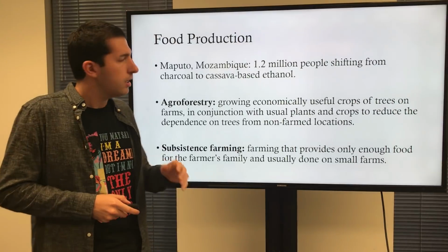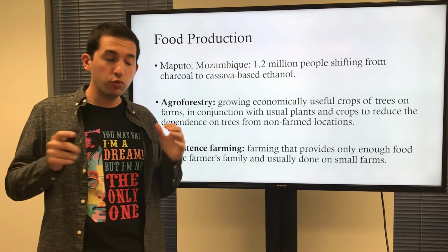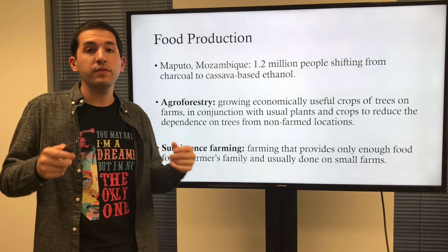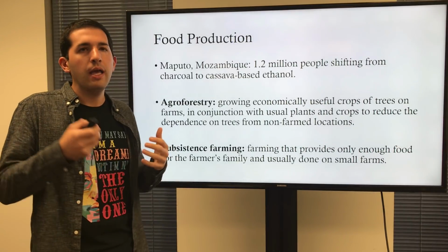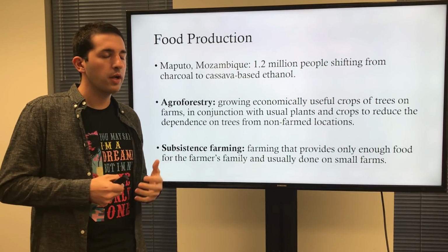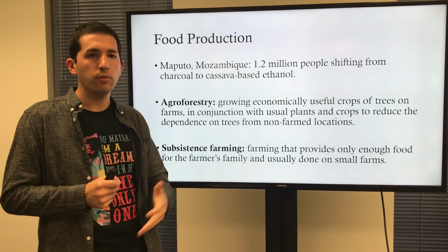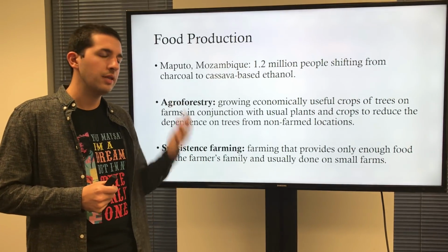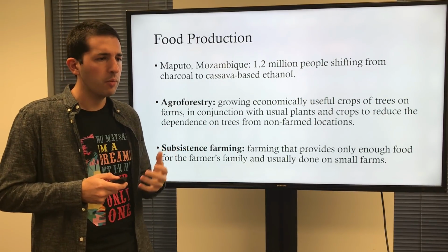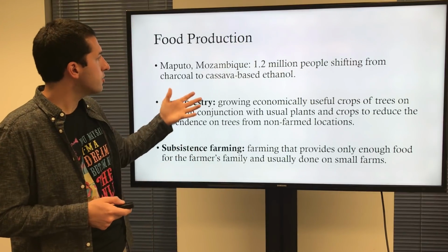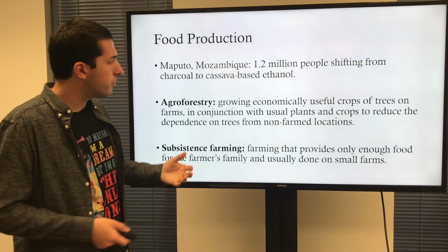Food production. So in Maputo, Mozambique, 1.2 million people are shifting from charcoal to cassava-based ethanol. So we saw this happening in Brazil, where they were moving off of different properties and going to sugarcane processed ethanol. In the United States, you have corn-based ethanol. Here, cassava-based, which is more widely available in Africa. And so this shift is coming. It's an industry where money can be made for people there.